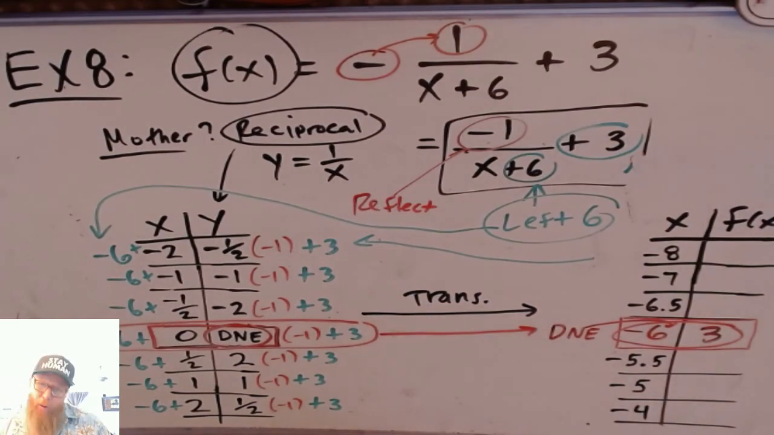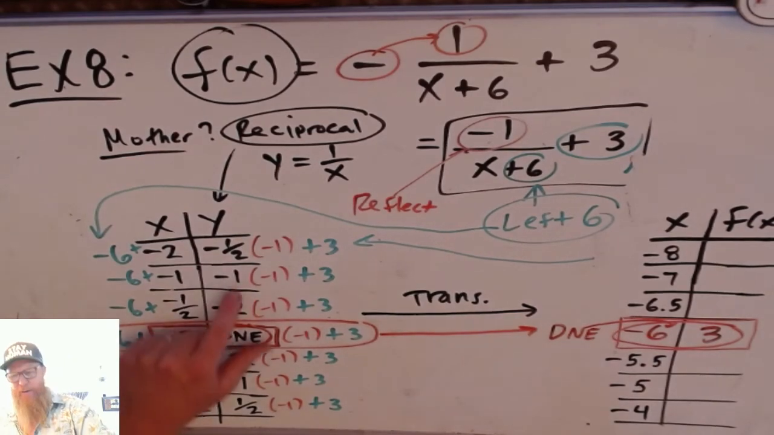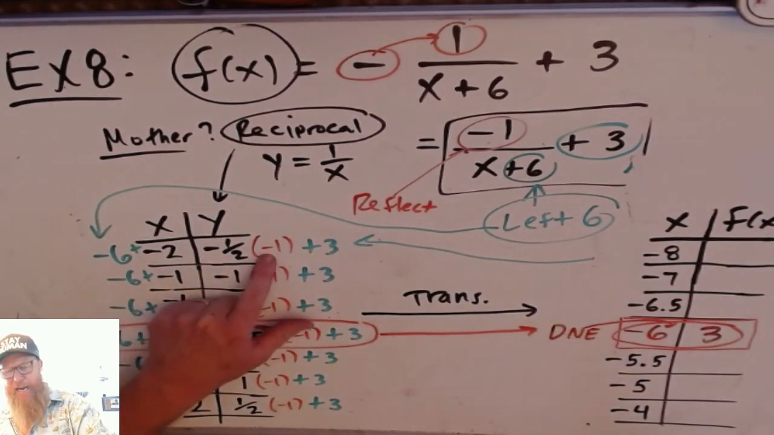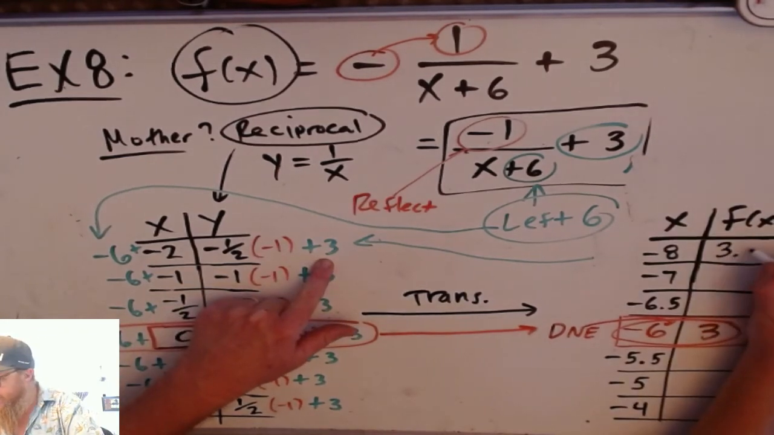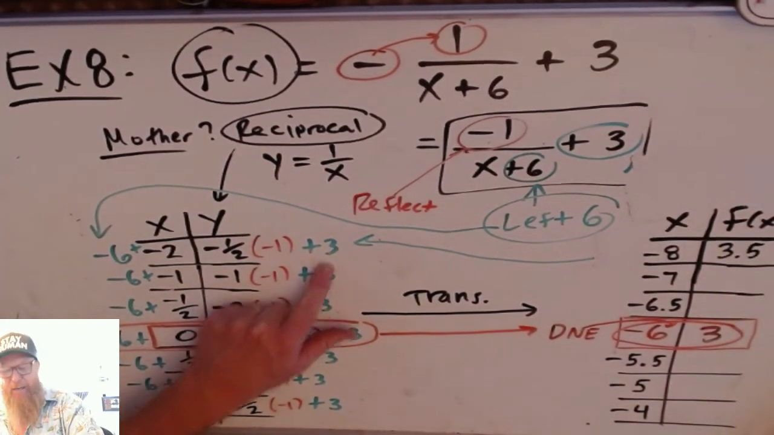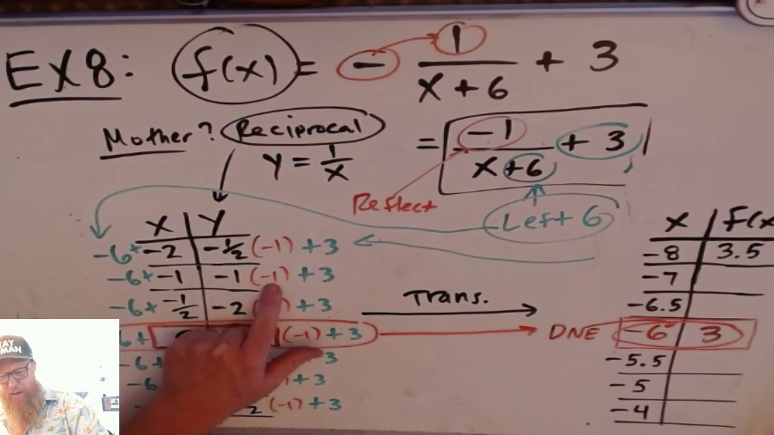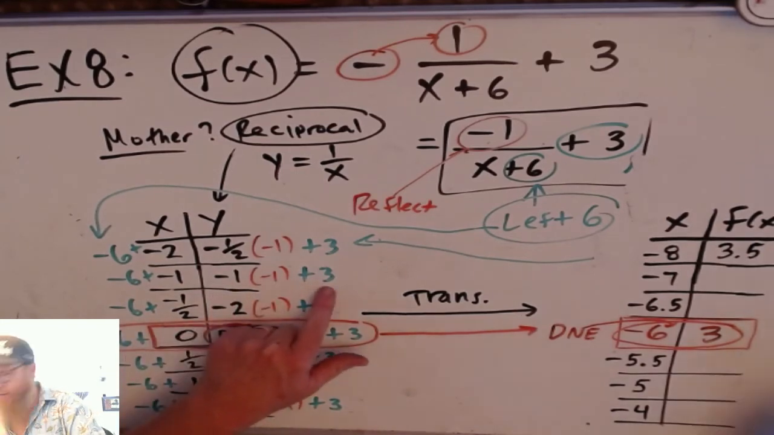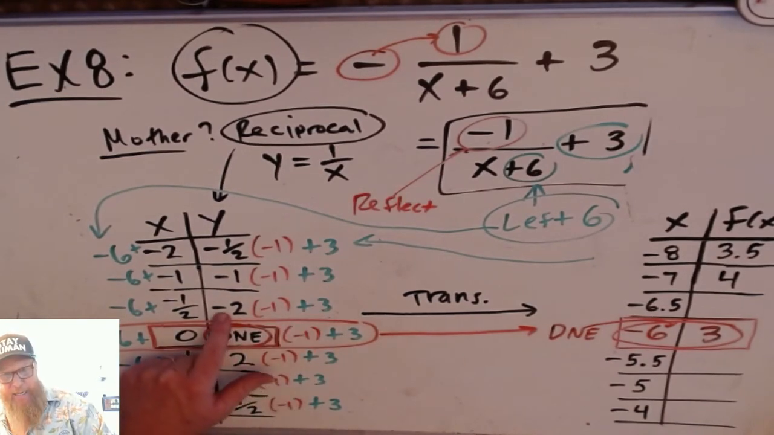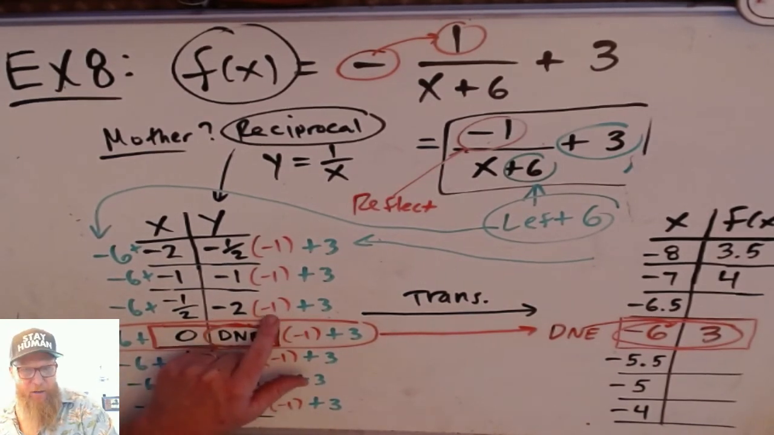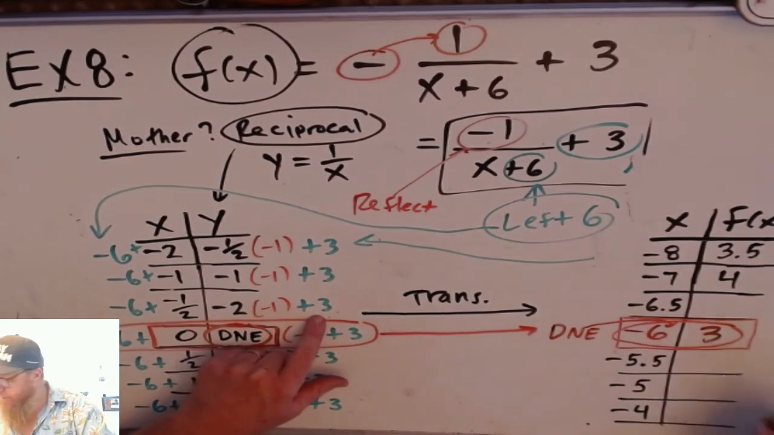And now I got to do the y values. Negative times a negative is a positive, a half plus 3. That's 3.5. -1 and -1 is +1, plus 3 is 4. -2 and -1 is 2. 2 plus 3 is 5.